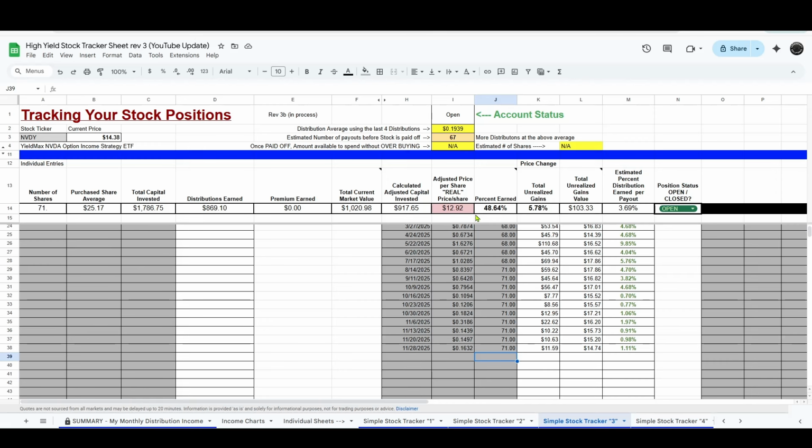Versus if you were just dripping and averaging up on your adjusted price per share, then if NVDY drops, it doesn't have to go down as far before all of a sudden the price is below your adjusted price per share. So for NVDY, my real price per share is now $12.92.